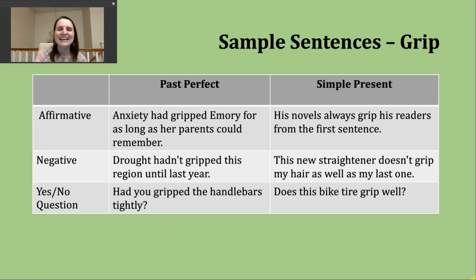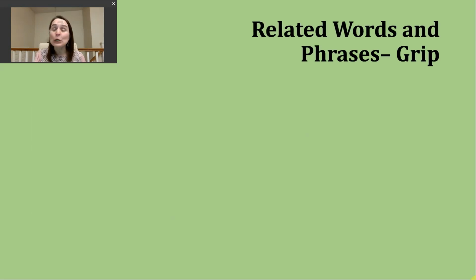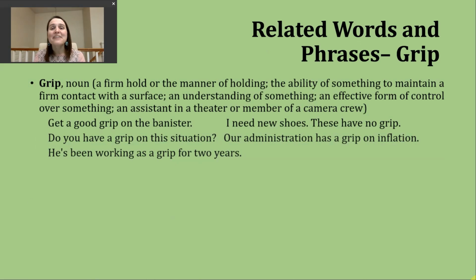Okay. Now, let's spend a moment looking at some words and phrases related to our verb grip. And the first word we're going to look at is just the noun form of this word. There are many ways to use this noun. We're going to look, I think, at 5 definitions or 5 different ways. But first, let me point out, you'll notice the spelling and the pronunciation is exactly the same, whether it's a noun or a verb.